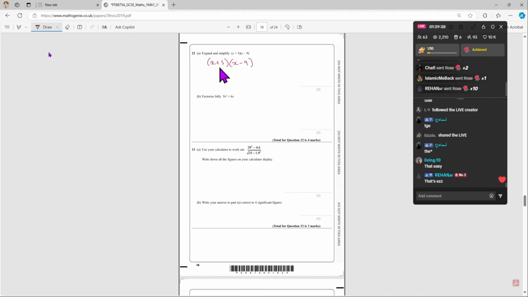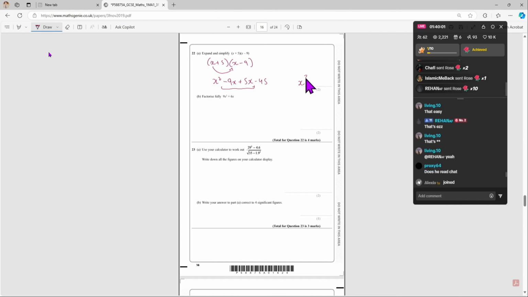So first I'm going to do x times x, which is going to be x squared. X times minus 9 is going to be minus 9x. 5 times x, which is going to be plus 5x. And then finally, 5 times negative 9, which will be minus 45. And then you will simplify this. These two like terms, you're going to simplify this. It's going to be x squared minus 4x minus 45 is going to be your final simplified expression.